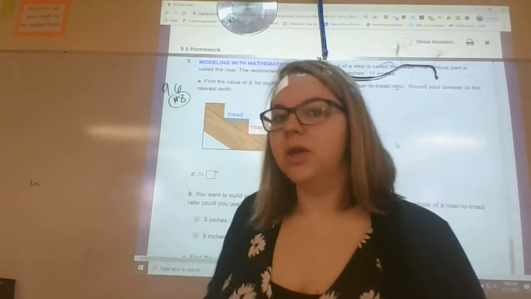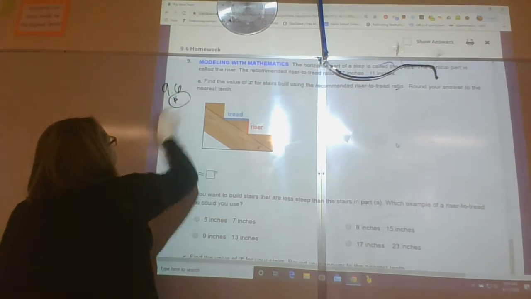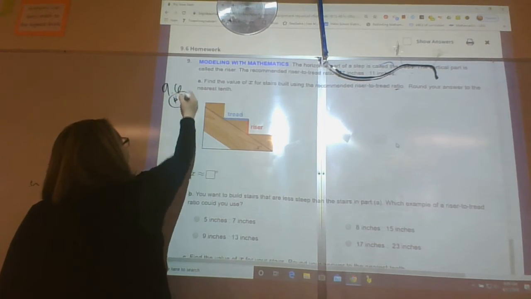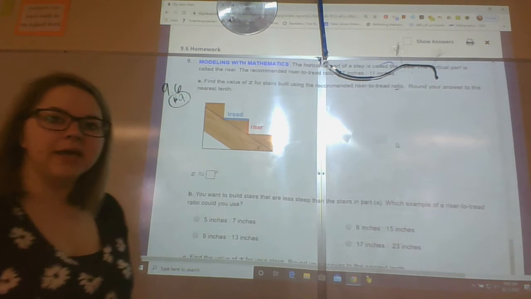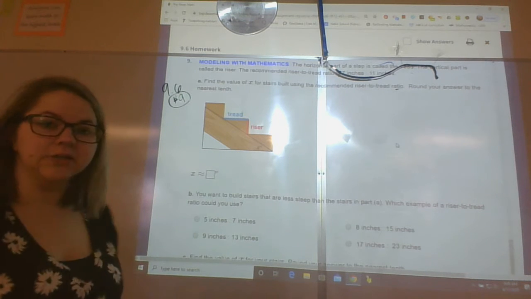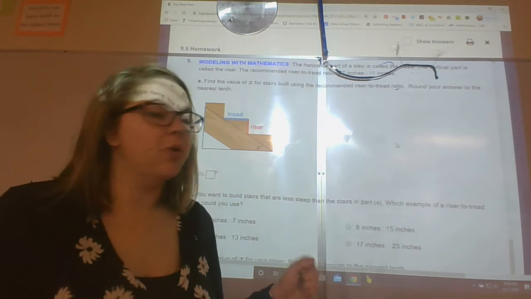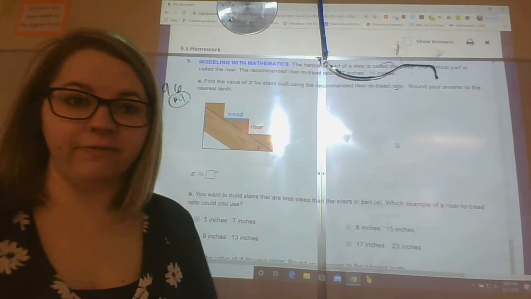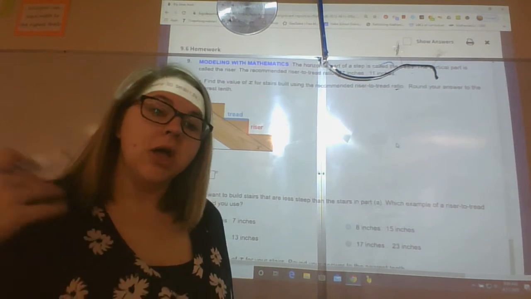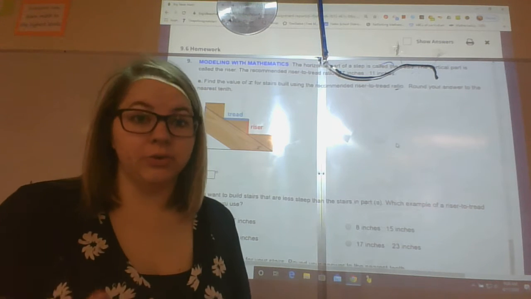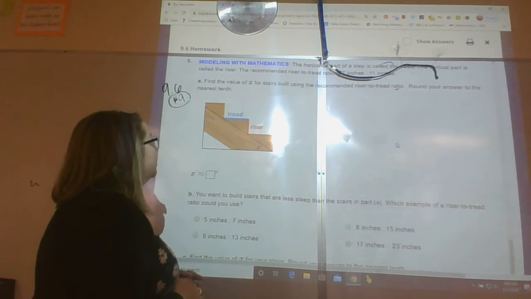Okay, so now let's look at number 9. This is 9.6, number 9. Okay, so it says here is some stairs, and I actually built the stairs in my house, so I actually did this geometry on it to figure out what angle you have to build it up at, how many stairs you have to make, and so it's up to code, which is fun.